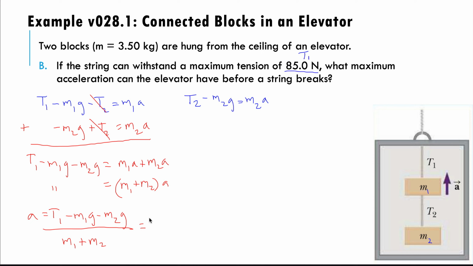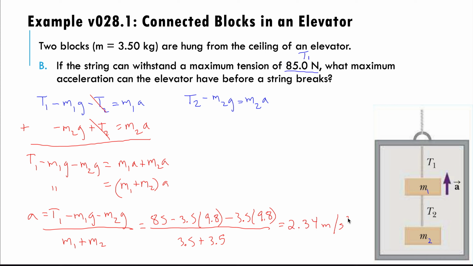Now we can plug our values in, 85 newtons for T1, and then 3.5 times 9.8 for M1G, minus 3.5 times 9.8 for M2G, over 3.5 plus 3.5. We're going to get 2.34 meters per second squared. And if you use this acceleration in here and solve for T2, you will see indeed that T2 will be half of T1.